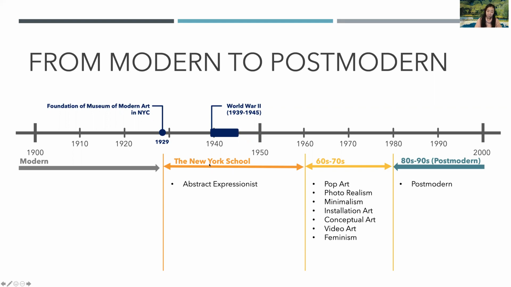See here, during World War II. And there are diverse art styles that emerged in the 60s and 70s in America. In this video, we are going to see the abstract expressionists of the New York School and the pop art in the 60s and 70s.